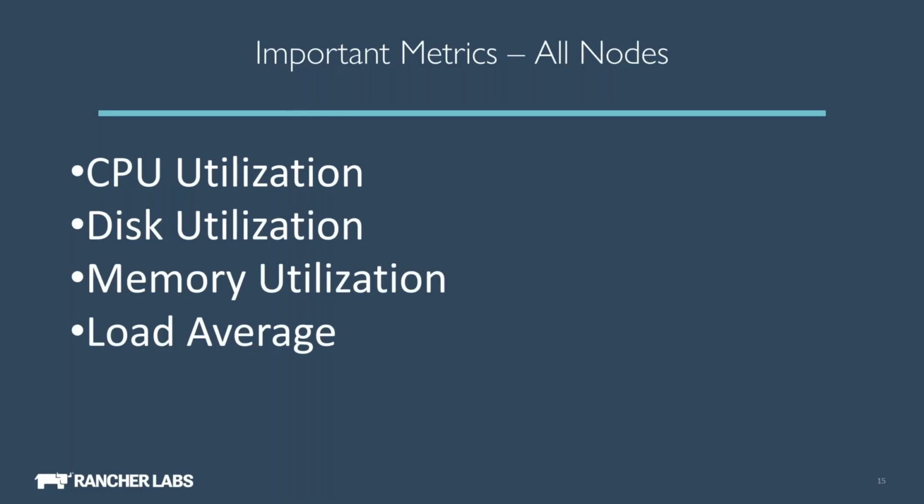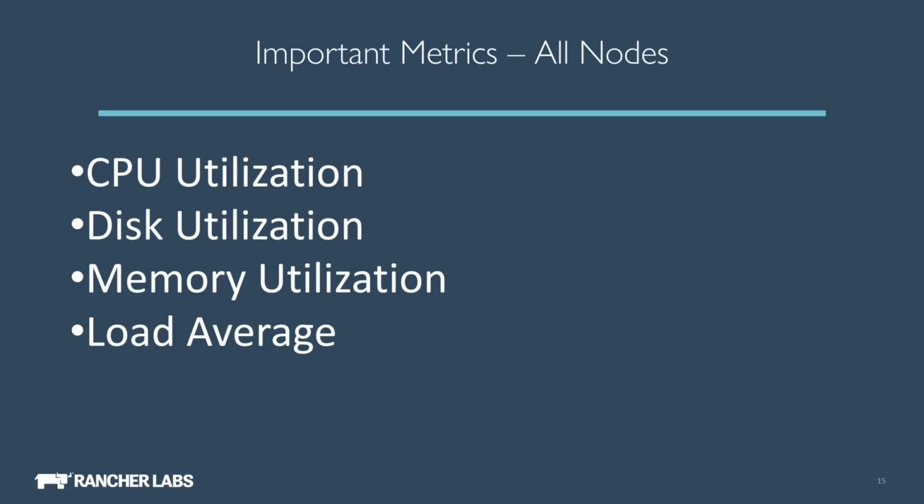And let's talk about all nodes, so all workers, all etcd nodes, all control planes. These are important for your nodes no matter what they're doing. CPU and disk utilization. If you're always at 100% CPU utilization, either you're really efficient, or you're out of resources. It could be a little bit of either. So the deltas in CPU utilization become important.